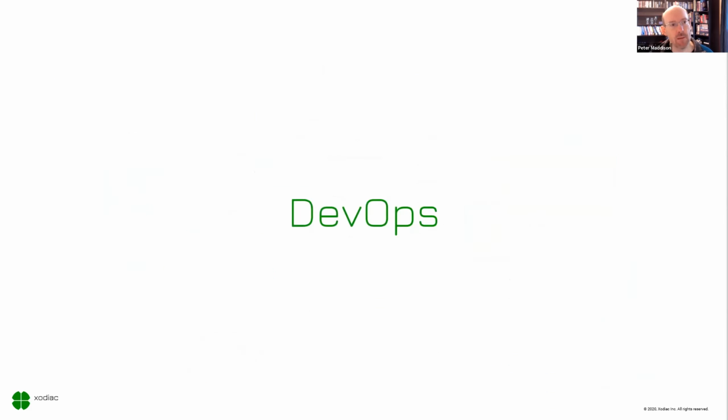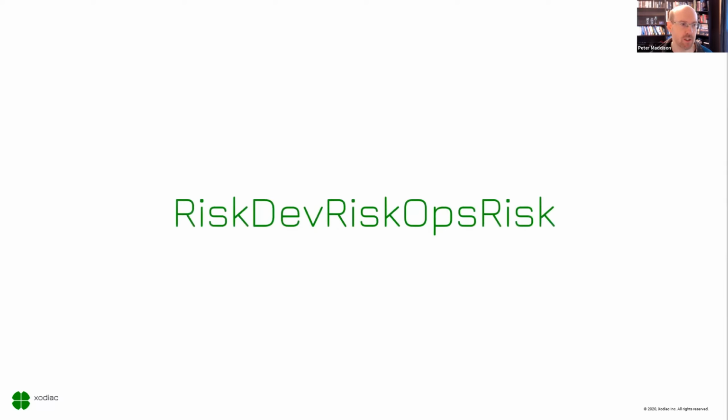So to wrap up here, we're not really talking about just DevOps. We're talking about DevSecOps, or as John Smart coined, we're really talking about this risk dev, risk ops risk, this idea that we need to embed risk management all the way through our development and operations processes to be able to understand and appropriately build safety into the systems that we are building.